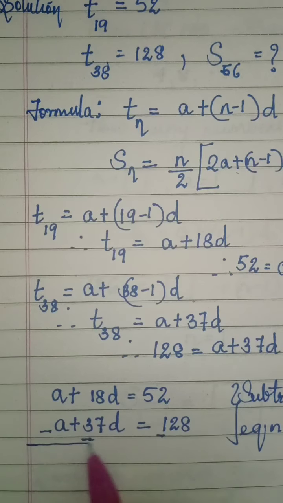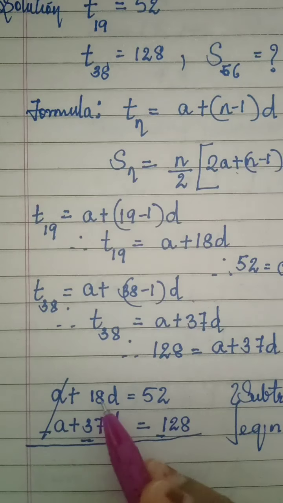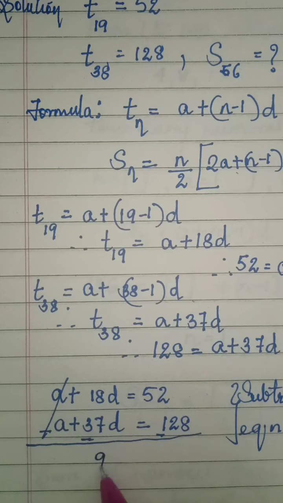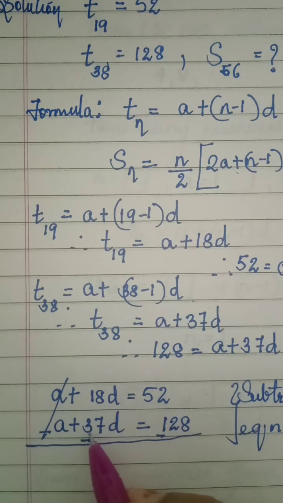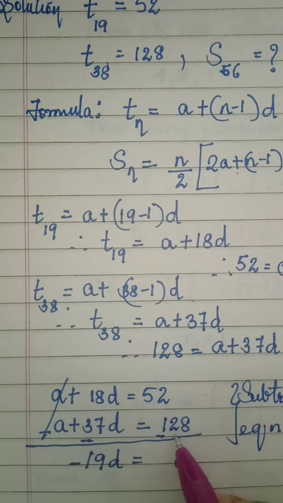What are we getting? A and minus A cancel. 37 minus 18. 17 minus 8 will be 9. Okay, so 2 minus 1 will be 1. Minus 19D is equal to 128 minus 52. 8 minus 2 is 6. Okay, here you have 12 minus 5 will give you 7 and minus.